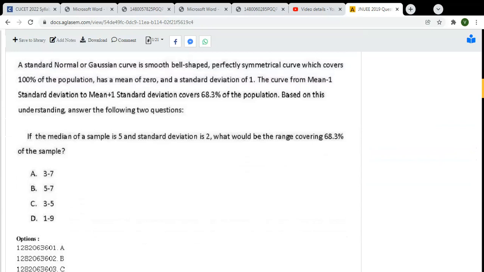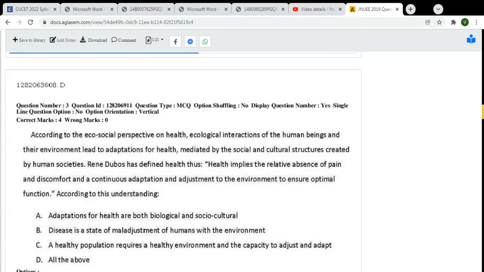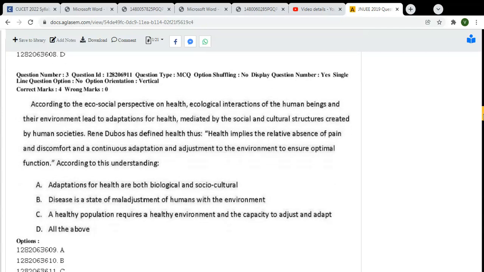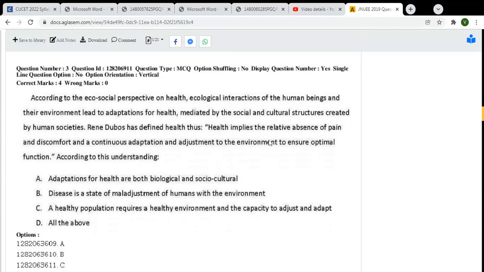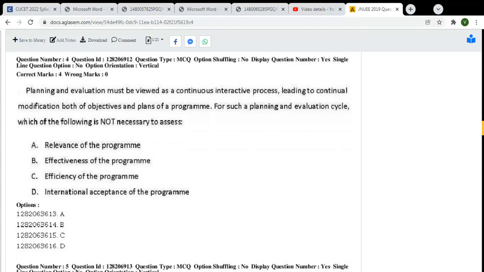The first question is like a statistical question, somewhat related to what you find in the statistics books. And the second question is based on a small paragraph. If you find this type of question, what is health, and what is the interaction between the human being and environment, this is a basic sociological question, a sociology of health related question.